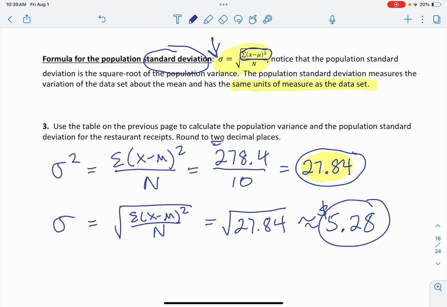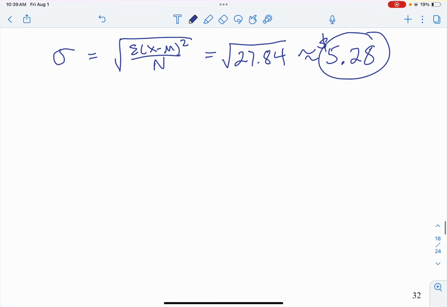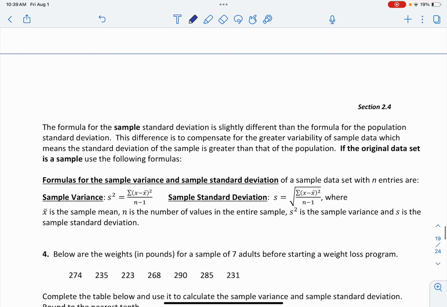To interpret that number, that is the approximate spread. So on average, a restaurant receipt is going to deviate from the mean by about $5. Average deviation from the mean. Okay, well, good times. What else do I want to do?